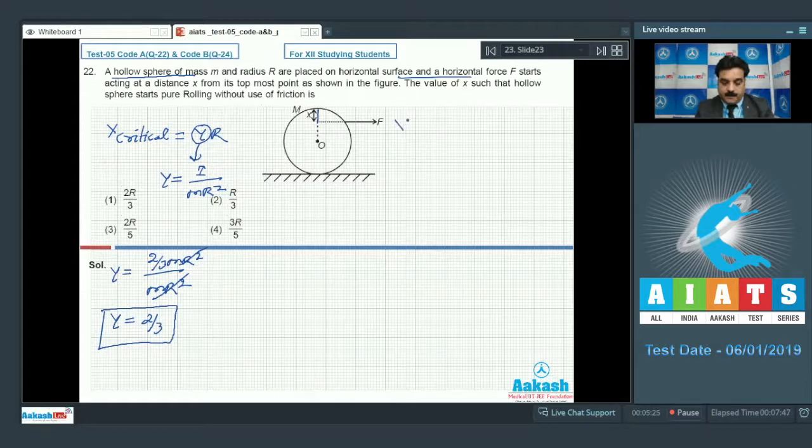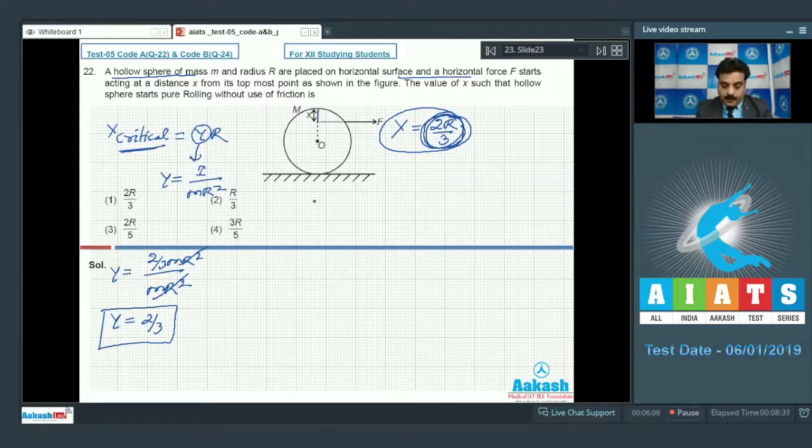So I can say the x, which I am calling critical, its value is 2r by 3 for this type of question. How will you use it? 2r by 3 means if the force is at 2r by 3 distance above the center of mass. I repeat, if the force is at 2r by 3 distance above the center of mass, then the hollow sphere will do pure rolling without use of friction. So that is what I am trying to explain.